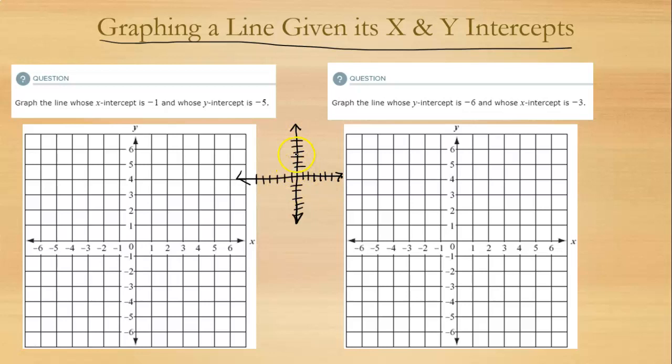This is much easier for me to manage than trying to draw in all these lines, which really gets overwhelming and it becomes more likely that you're going to make a mistake. Do not do it that way.